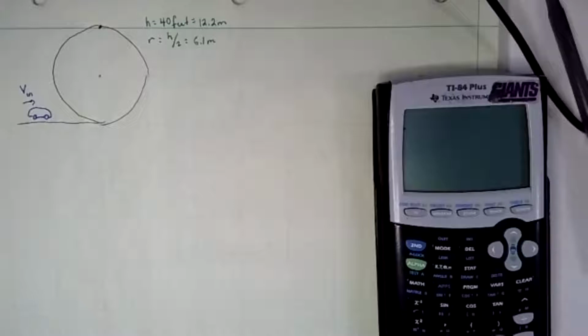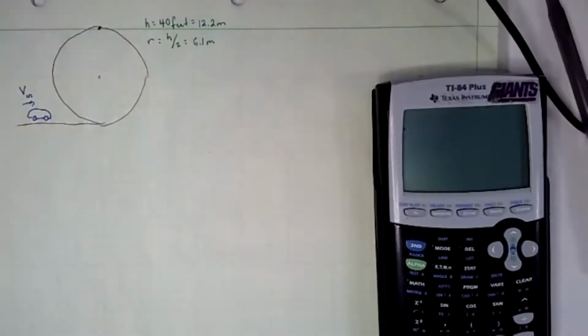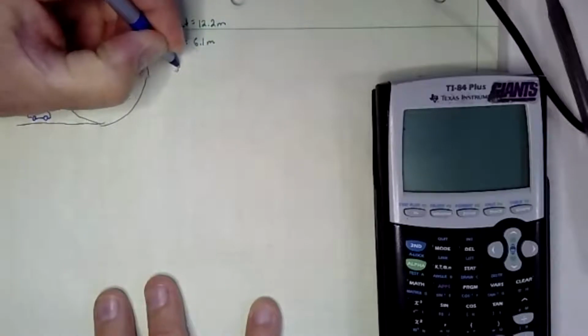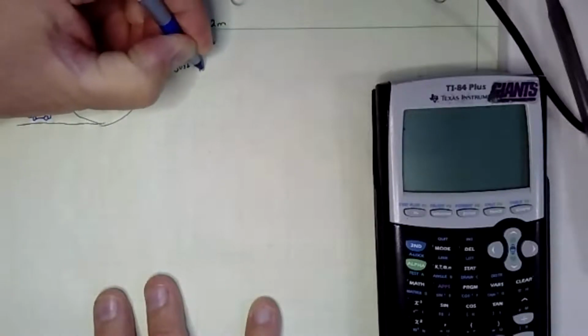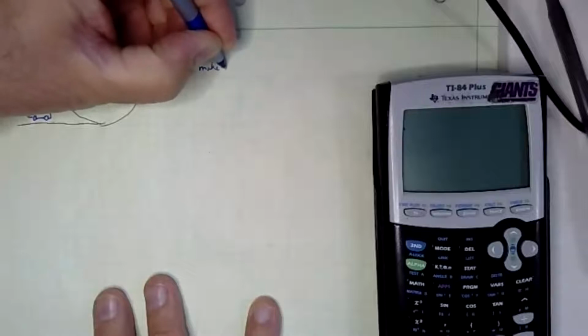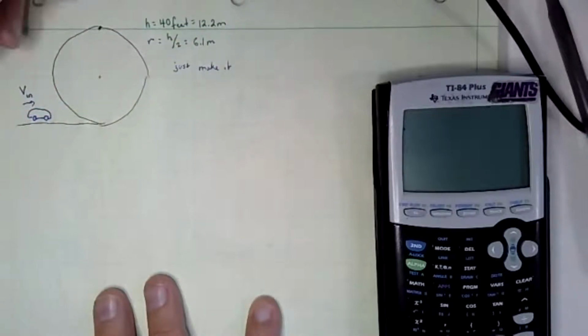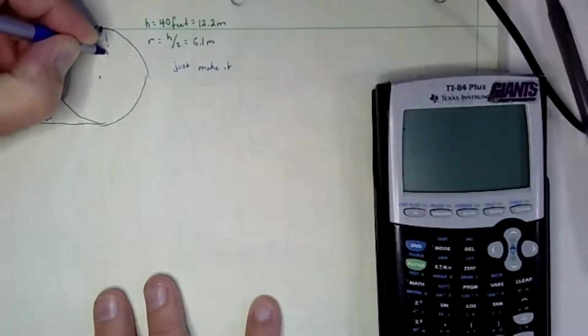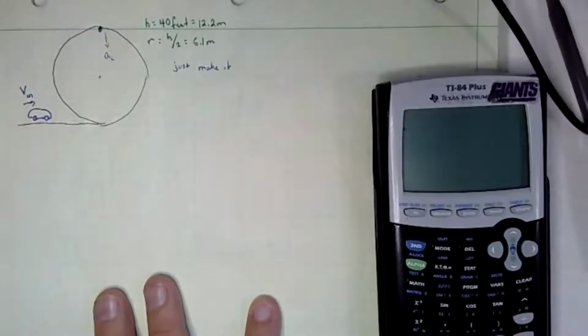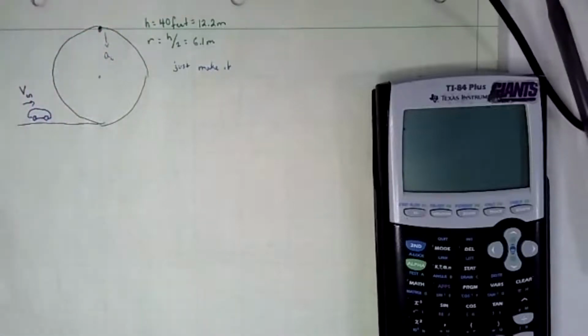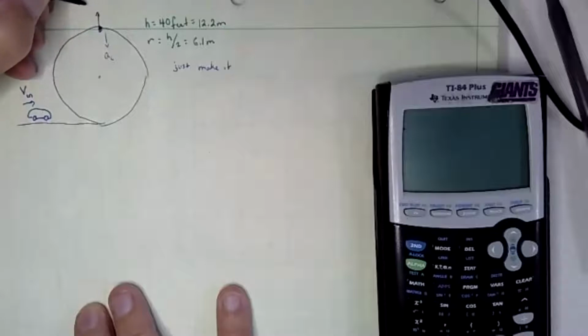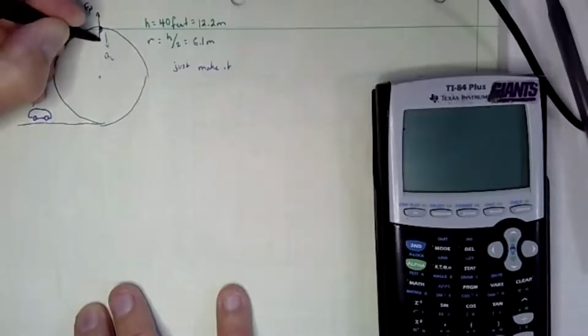Some of the details include the height, 40 feet. And of course, this condition to just make it. So this is coming to us from circular motion, and we know at the top that the centripetal acceleration is downward. And as far as forces go, we have the normal force pushing upward, and we have gravity pulling downward.